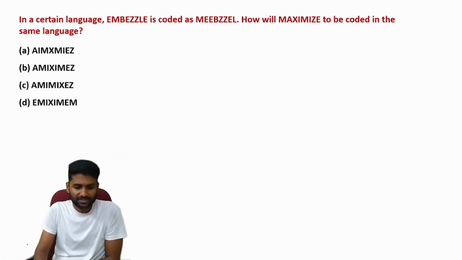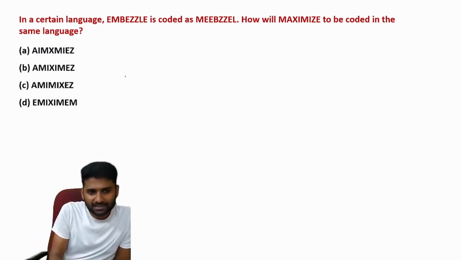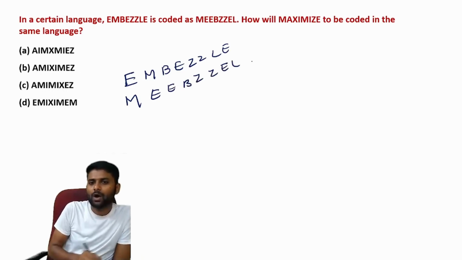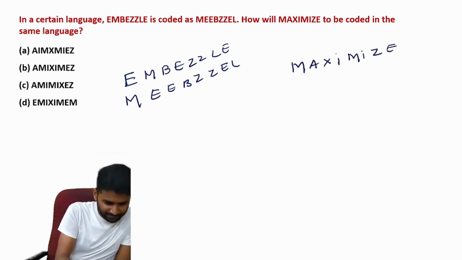Next, try this one. In a certain code language, EMBEZZLE is coded as MEEBZZEL. Then how is MAXIMIZE coded? How is MAXIMIZE coded? Find the answer.